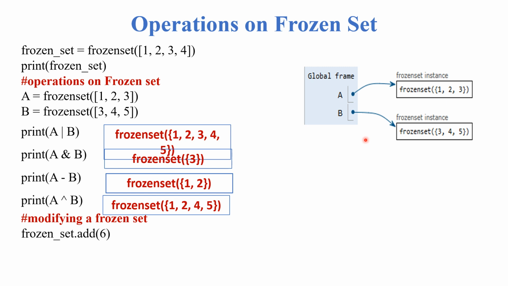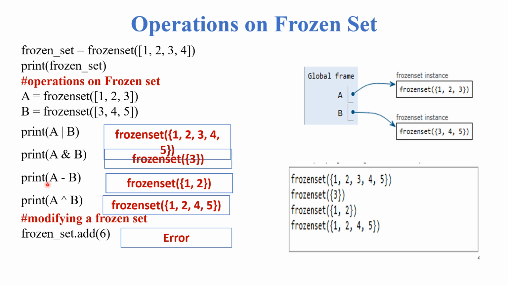Now, modifying a frozen set. When I try this code, frozen set dot add of 6, what will happen? It will raise an error, because in a frozen set you can't do anything. Once it is created, it is created. Now this is the collective output of all these mathematical operations.